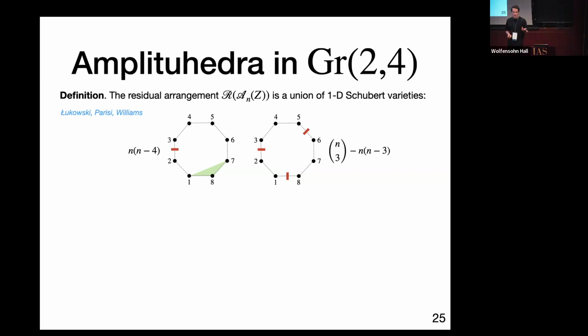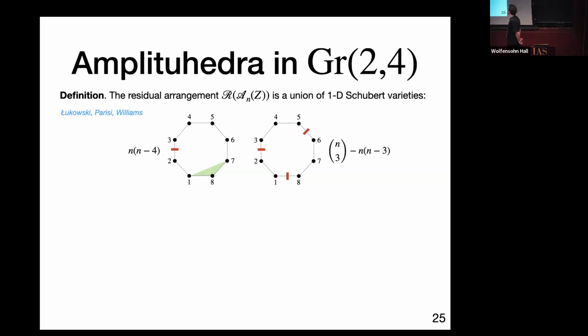To define an adjoint for the amplituhedron, we first need to identify the residual arrangement. So what is the right thing to interpolate? In determining this, there's some work by Lukowski, Parisi, and Williams that was very helpful. They proved a conjectural inequality description of the amplituhedron, from which you can then prove what the algebraic boundary is. This was very helpful in proving that the right definition for the residual arrangement in this case is a union of one-dimensional Schubert varieties.